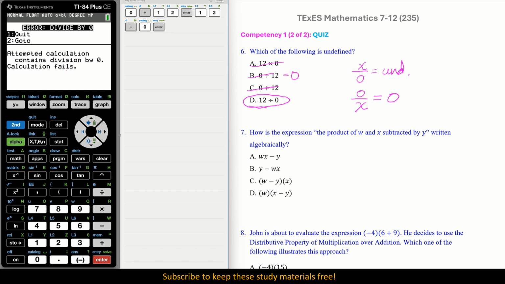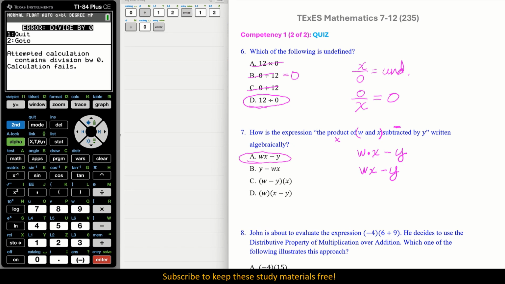How is the expression the product of w and x subtracted by y written algebraically? Okay, so it says the product. Product means multiply, and they want to put these two together, and then we have subtraction by the y. So what does this mean? We have product w times x minus the y. Now, we could just write the w and x together because that implies multiplication, and then subtract the y, and that would only be option A.